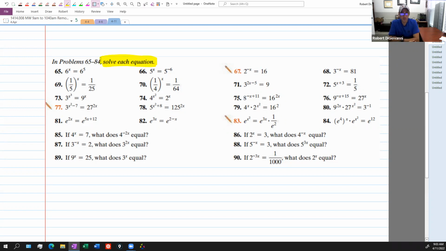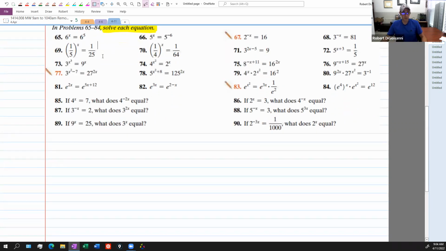And these equations are different than equations we've seen in the past. You'll recognize that as I start to do these. Let me look at number 66 first. So we have 5 raised to the x equals 5 raised to the negative 6.